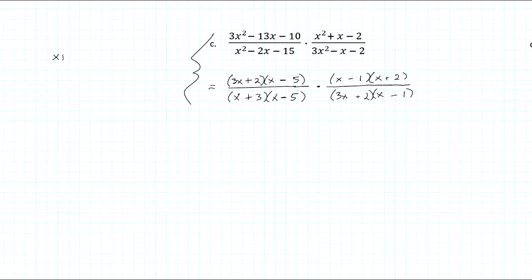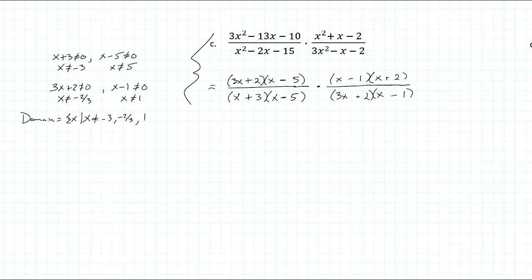So we have x plus 3 cannot equal 0. x minus 5 cannot equal 0. 3x plus 2 cannot equal 0. And x minus 1 cannot equal 0. So x cannot equal negative 3. x cannot equal positive 5. x cannot equal negative 2/3. And x cannot equal positive 1. So the domain is the set of x values such that x does not equal any of these numbers: negative 3, negative 2/3, 1, or 5.